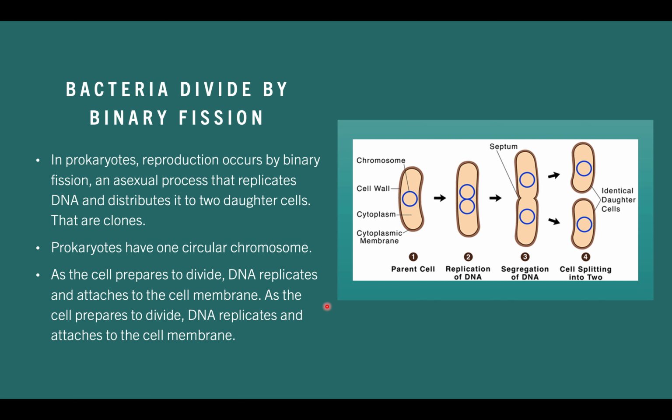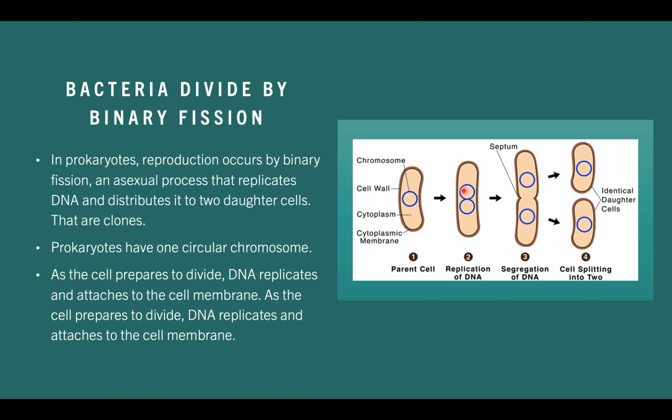So let's look at this image and break that down. Here we have a parent cell. The blue ring here is your chromosome. We have a cell wall, the cytoplasm, that jelly that fills in the cell, and then a cytoplasmic membrane. So we have replication of DNA, which we talked about in the last slideshow. That chromosome has doubled. So it goes through DNA to transcription, which leads to mRNA, which leads to translation, which leads to protein. We talked about that in the last slideshow.